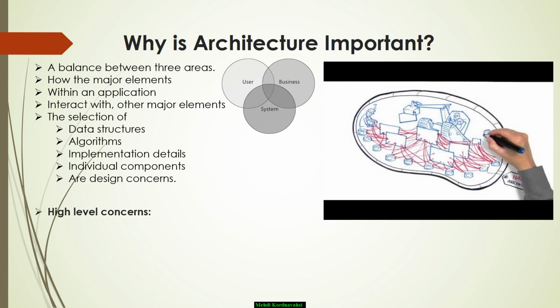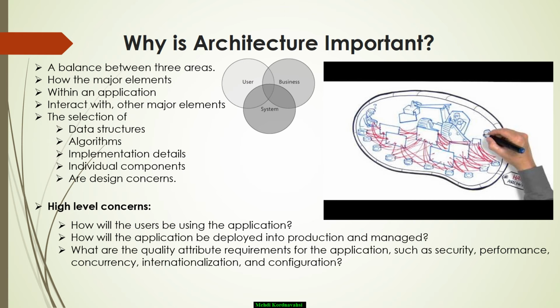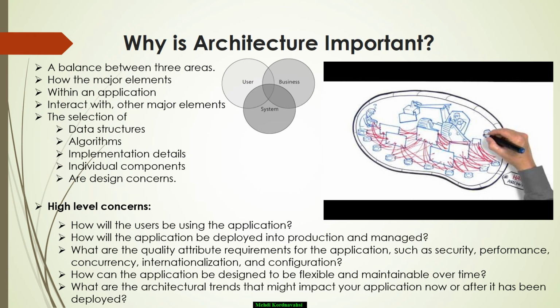The first, how will the users be using the application? How will the application be deployed into production and managed? What are the quality attribute requirements for the application, such as security, performance, concurrency, internationalization, and configurations? How can the application be designed to be flexible and maintainable over time? And what are the architectural trends that might impact your application now or after it has been deployed?